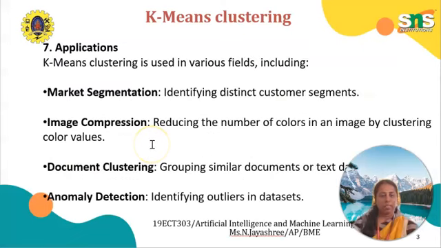Applications. K-means clustering is used in various fields including market segmentation, image compression, document clustering and anomaly detection. Identifying distinct customer segments, image compression, reducing the number of colors in an image by clustering color values, document clustering, grouping similar documents or text data, and at last identifying outliers in data sets. So that's all about K-means clustering.